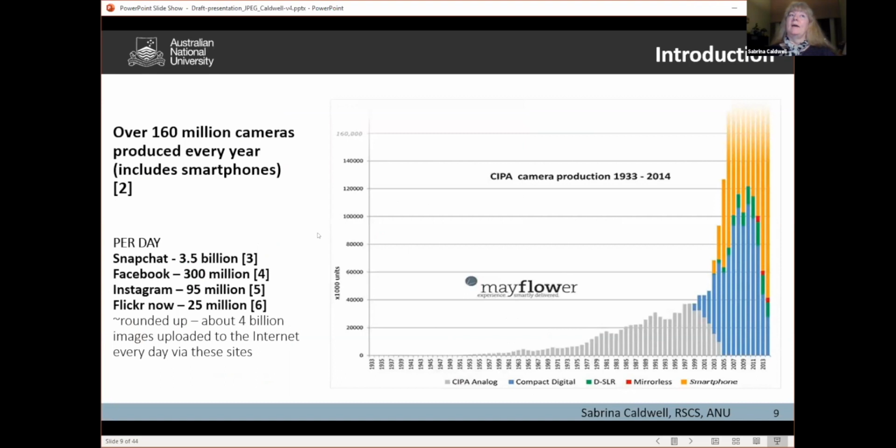Every year, we have about 160 million cameras produced. I understand just recently that started to reduce in size, but we still have well over 1 billion cameras out there. And every day, about 4 billion images are uploaded to the internet via just Snapchat, Facebook, Instagram, and Flickr.